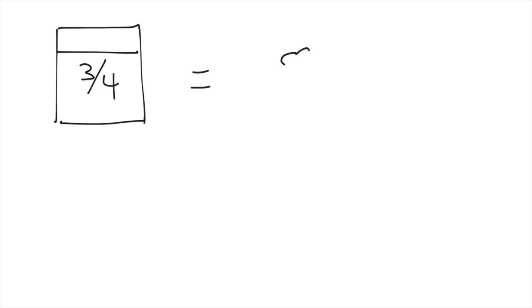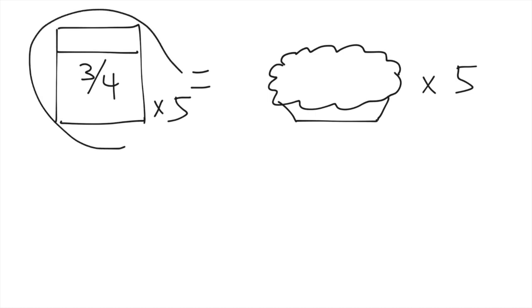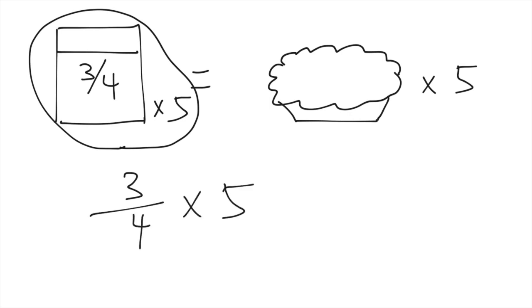And that's equal to 1 apple pie. Now if we want to make 5 apple pies, that means we also need to have 5 times as much sugar. So here is the setup: 3/4 times 5.